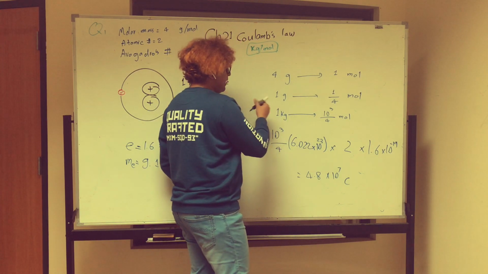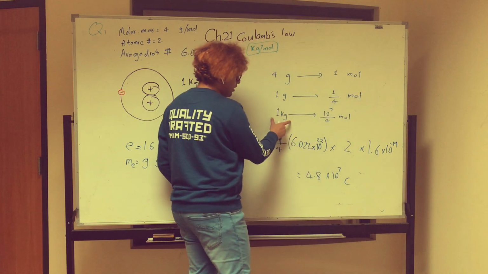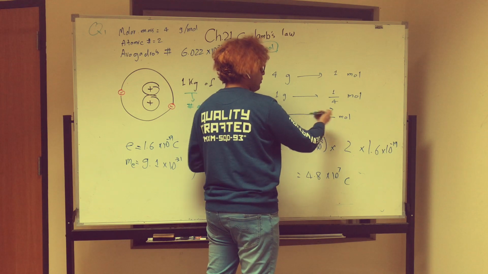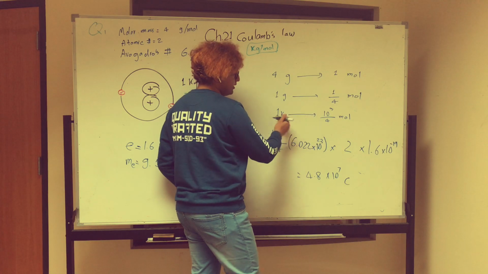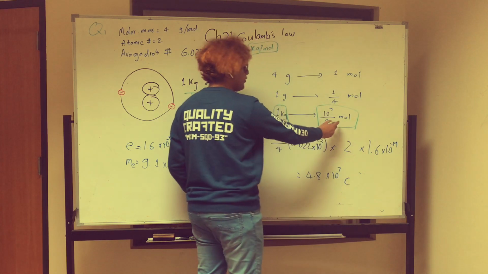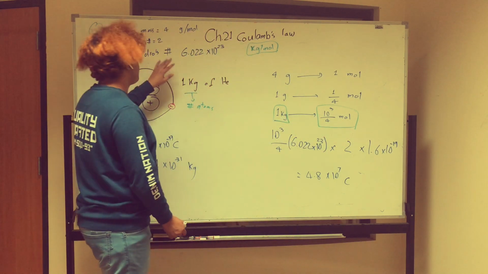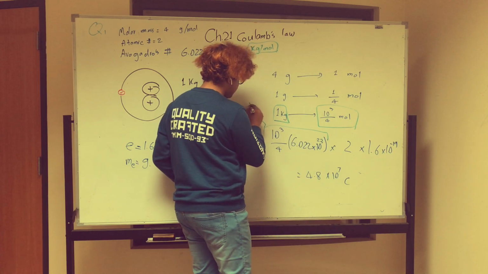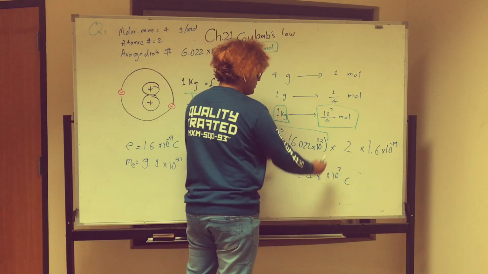All right. So if 1 gram is equal to 1/4 of a mole, then 1 kilogram is 1,000 times more than this quantity. So just multiply both sides by 1,000, and you'll get that 1 kilogram of helium is equal to 10 to the power 3 over 4 moles, which is basically 10 to the power 3 over 4 times Avogadro's number. So this quantity right here is basically the number of atoms. So if you have 1 kilogram of helium, then we're going to have this number of atoms.